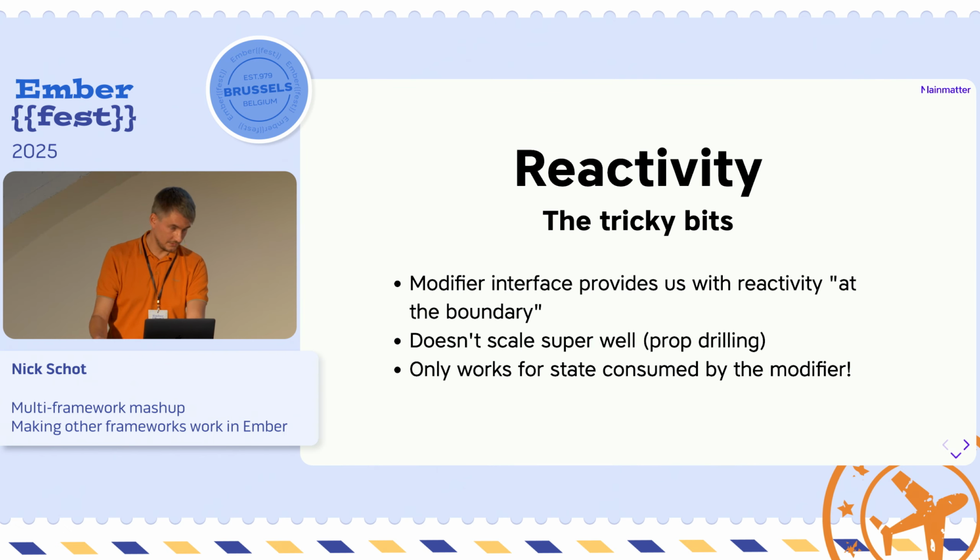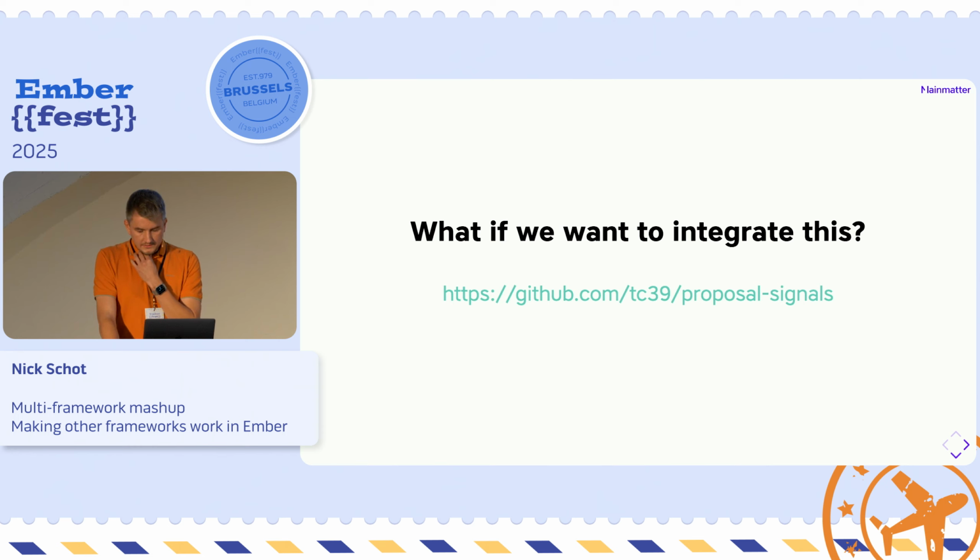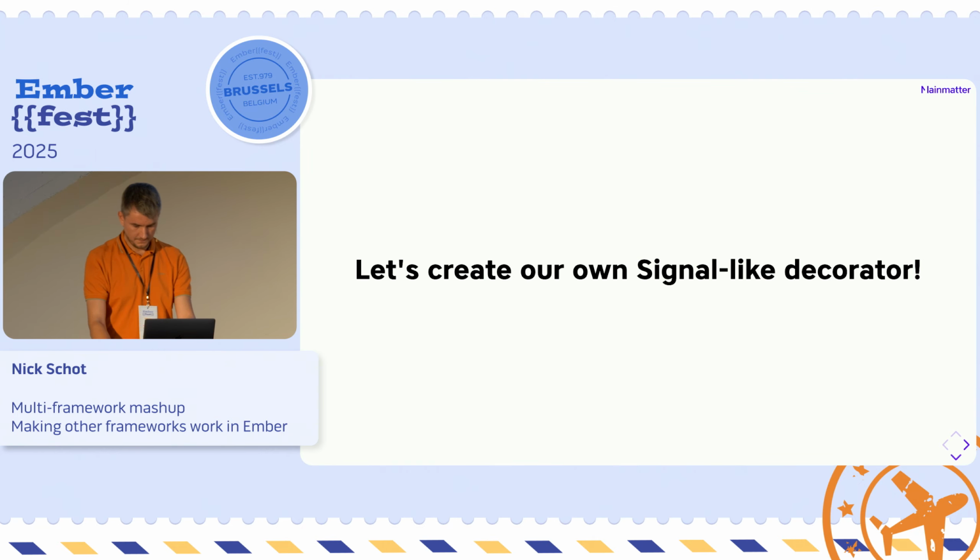So what if we would want to integrate this in a nice way? There is a TC39 standards proposal you might have heard of called Signals, which aims to provide a standard around reactivity. If this proposal is accepted and adopted by frameworks, we could have a universal reactivity system supported by the browser. Unfortunately, it's not quite there yet. It's still a proposal, and I don't think there are any official browser implementations. So we'll create our own Signal-like decorator. A very simplified version, I will add.